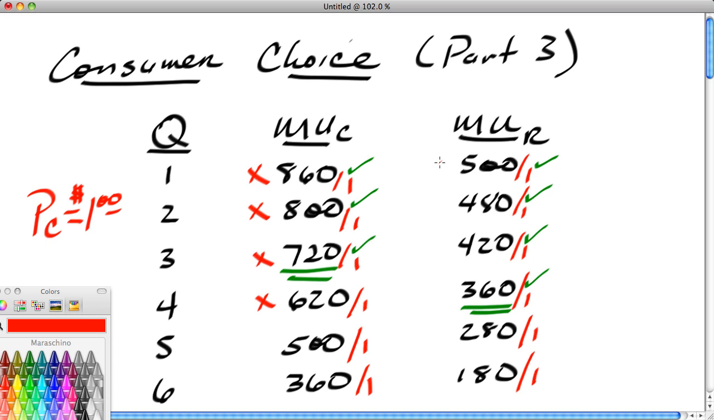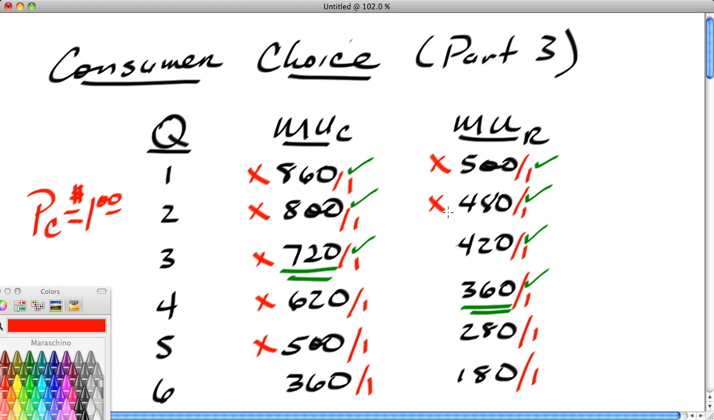Let's just say that the buyer flips a coin and it comes up rolls, so the buyer buys the roll. Then it's going to be 500 versus 480. Notice we're on the $6 of expenditure. The buyer can either buy the fifth coffee for 500 utils or buy the second roll for 480 utils. The buyer is going to take the fifth coffee. Then the buyer has a choice between the sixth coffee, 360 utils, or the second roll, 480 utils.